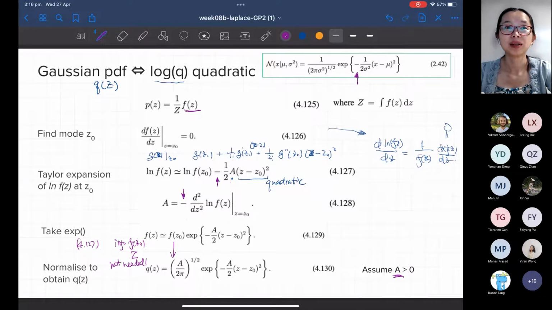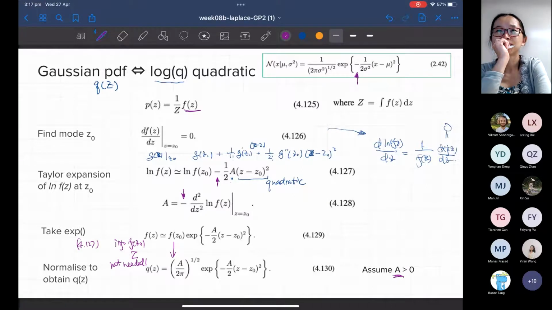In principle, we would have f of z naught because we need to solve for z0 somehow. But we never need to know Z. That's the curious thing about it. If you have a somewhat ill-defined, unscaled PDF function, you can still Laplace approximate it.